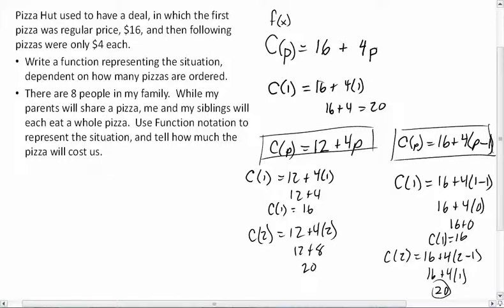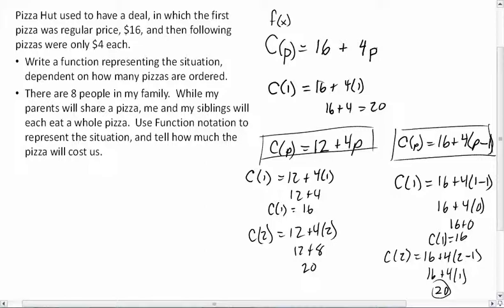All right? So then we go on and we say, okay, there are 8 people in my family. Now, keep in mind, you don't have to do this adjustment every time. Sometimes it won't be necessary. It depends on the problem. In this case, it was necessary because of when we checked it. So let's just look at this other one.